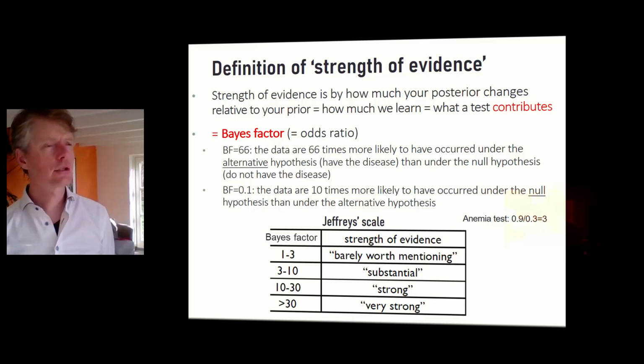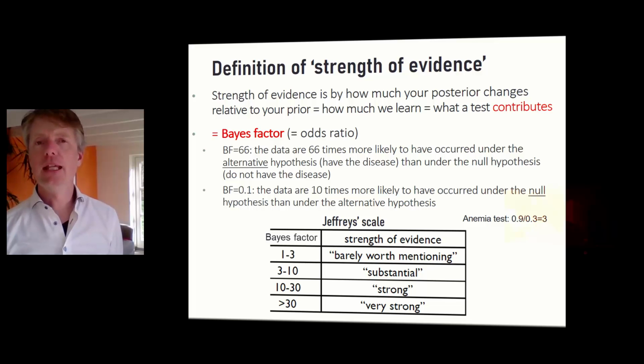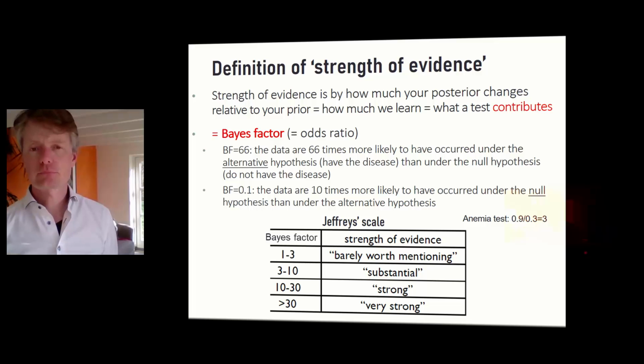If the Bayes factor is 0.1, then the data are 10 times more likely to have occurred under the null hypothesis, I do not have the disease, than under the alternative hypothesis, I do have the disease. A rule of thumb for interpreting the Bayes factor is Jeffreys' scale. If your Bayes factor, so posterior over prior, has a value between 1 and 3, then it's barely worth mentioning.